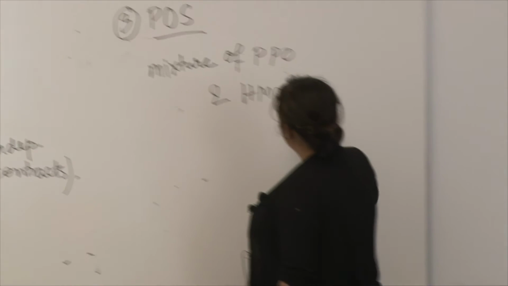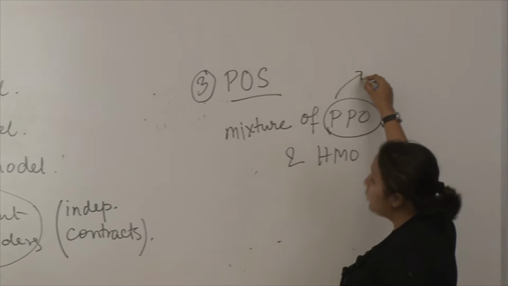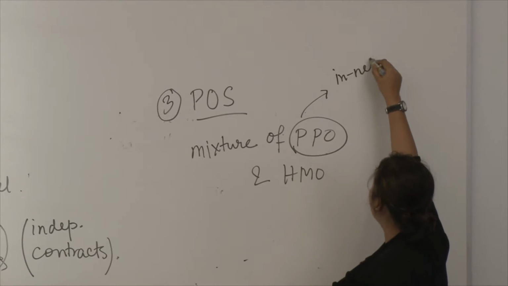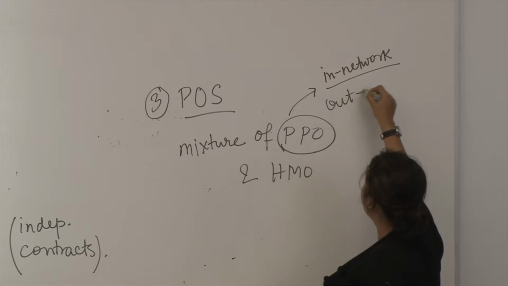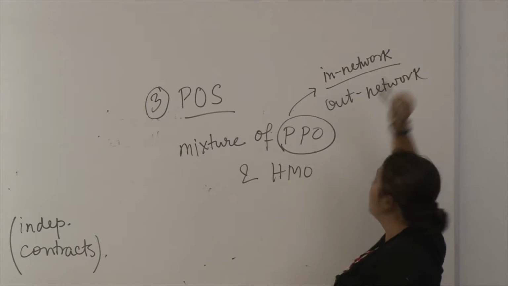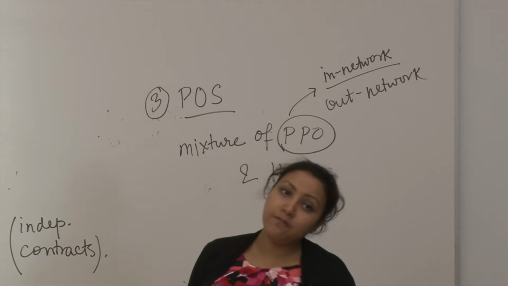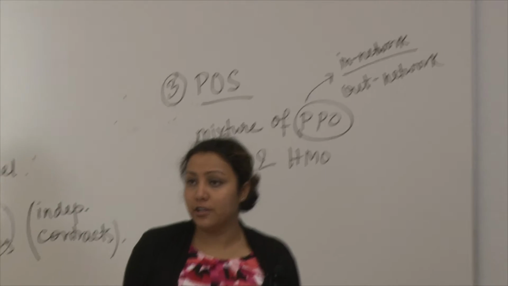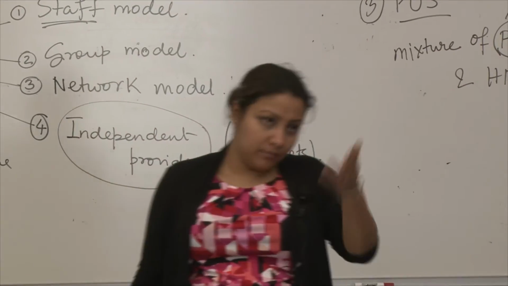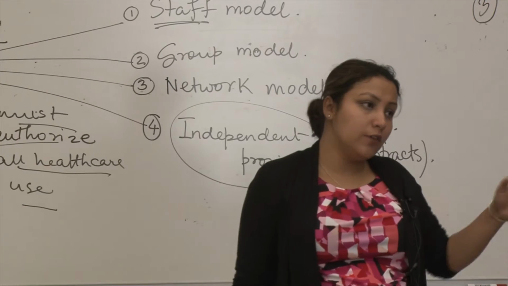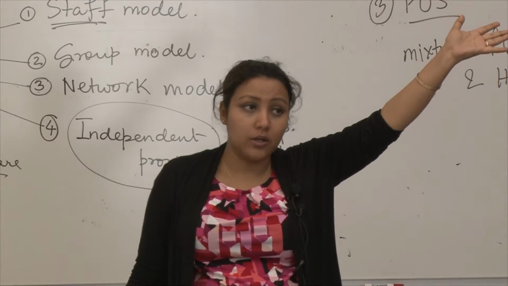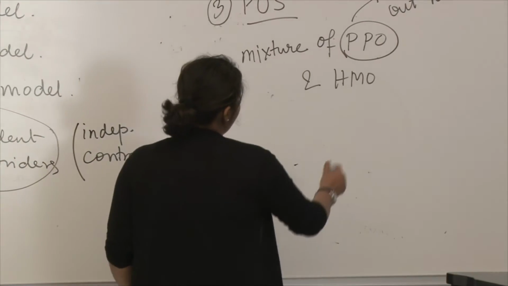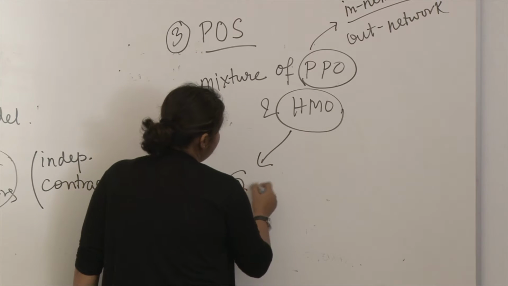Okay. So the feature that it draws from PPO is that there is an in-network and out-of-network list. So there is a preferred list, which is the in-network, and there is an out-of-network list, right? And you have that same feature that if you go to someone who is on the preferred list, who is in-network, you end up paying low user charges. If you go visit someone who is out of network, then you have to pay higher charges, okay? But there is also a feature from the HMO that comes here, which is gatekeeper physicians.